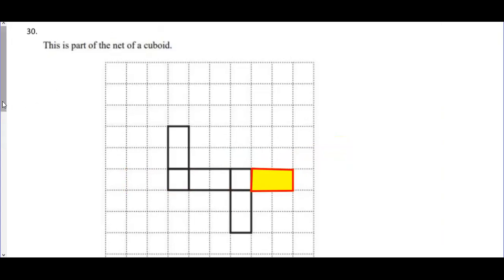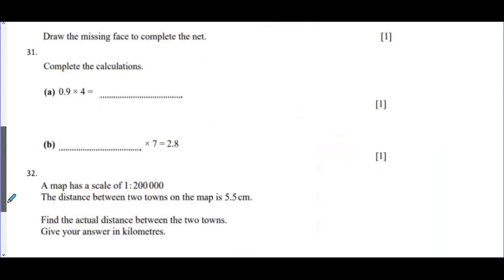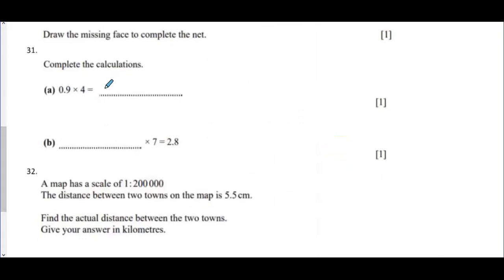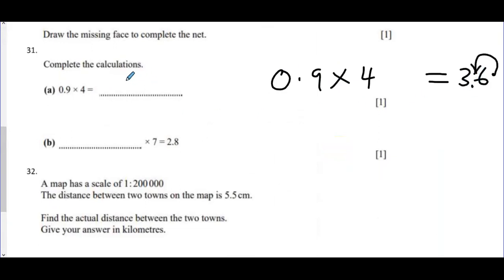All right, the next question is this question here. Complete the calculation. 0.9 times 4. Simply do 9 times 4 is 36. And then you have 1 decimal place. You're going to have 3.6 there.